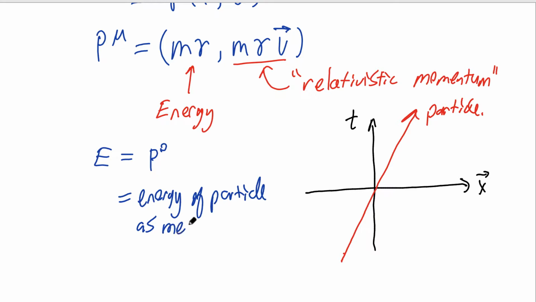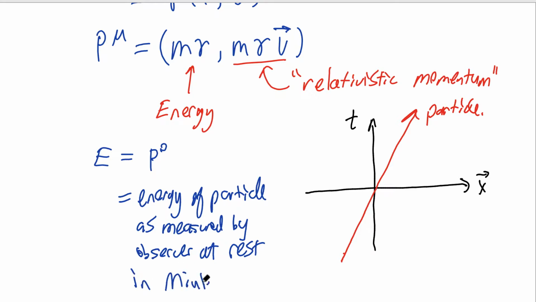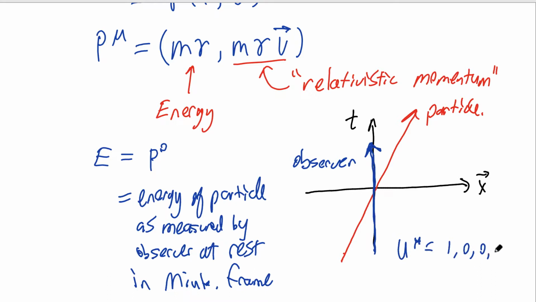So this is the energy of the particle as measured or seen by an observer at rest in these Minkowski coordinates, or the Minkowski frame. So in other words, this observer's world line is right along the t-axis. So this is the world line of the observer. And the velocity of the observer is, of course, just the vector 1, 0, 0, 0.